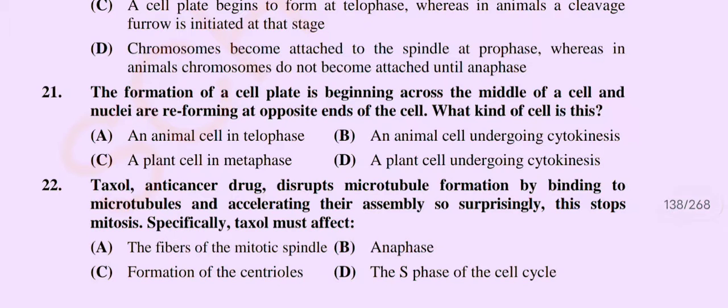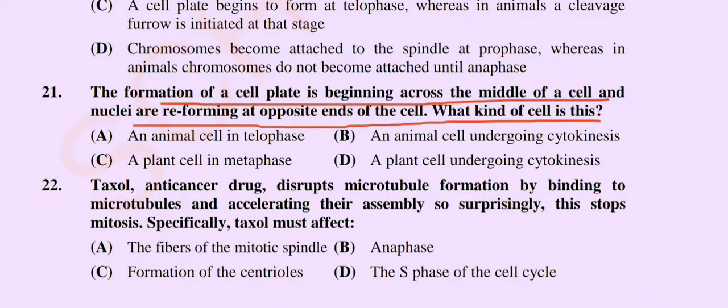Question number 21. The formation of a cell plate is beginning across the middle of the cell and nuclei are reforming at opposite ends of the cell. What kind of cell is this? Option A, an animal cell in telophase. Option B, an animal cell undergoing cytokinesis. Option C, a plant cell in metaphase. Option D, a plant cell undergoing cytokinesis. So the correct option is option D, a plant cell undergoing cytokinesis.